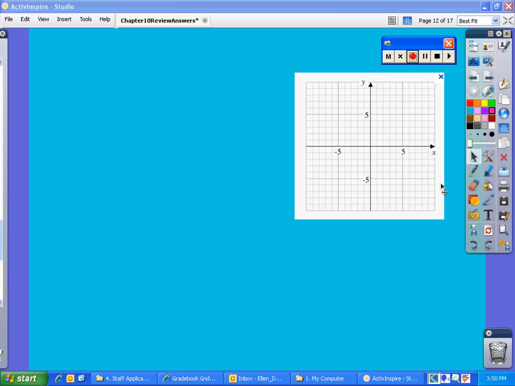On number 21, we are given the equation 4x squared plus 81y squared equals 324, and we are asked to graph. We can identify this conic section as an ellipse because it has x squared, y squared. They are added together and they have different coefficients.